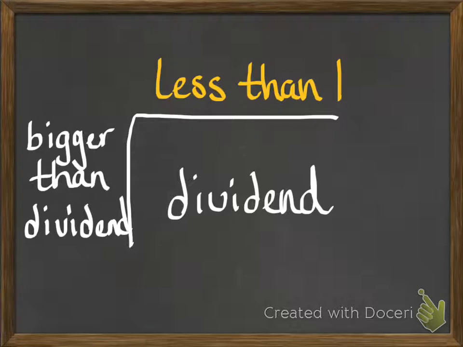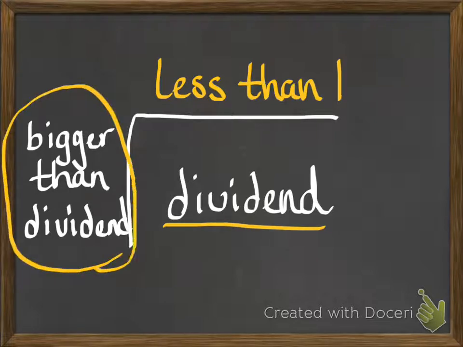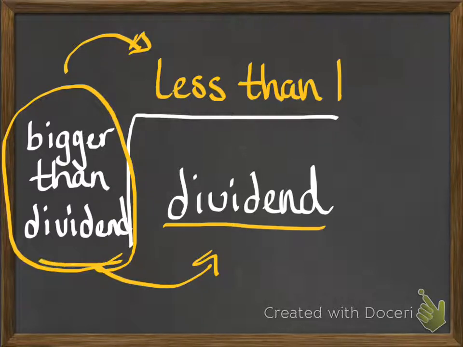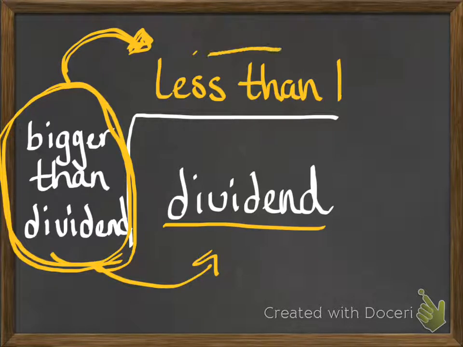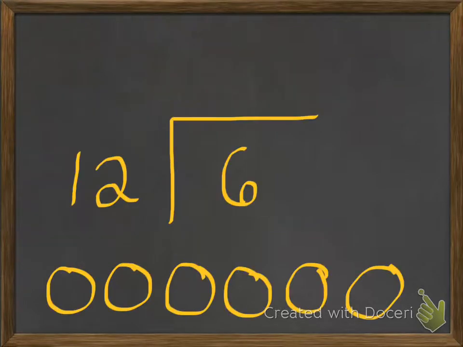Now, if you have a dividend and the divisor is bigger than the dividend, then your answer is going to be less than 1. This is a second trick to keep in mind. If this divisor is bigger than the dividend, then your answer, the quotient, is going to be less than 1. It's going to have a decimal point, and then it's going to have an answer. So let's take a look at that.